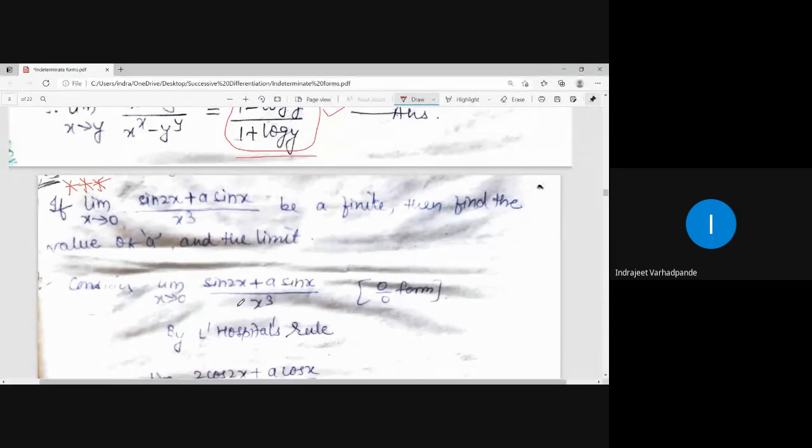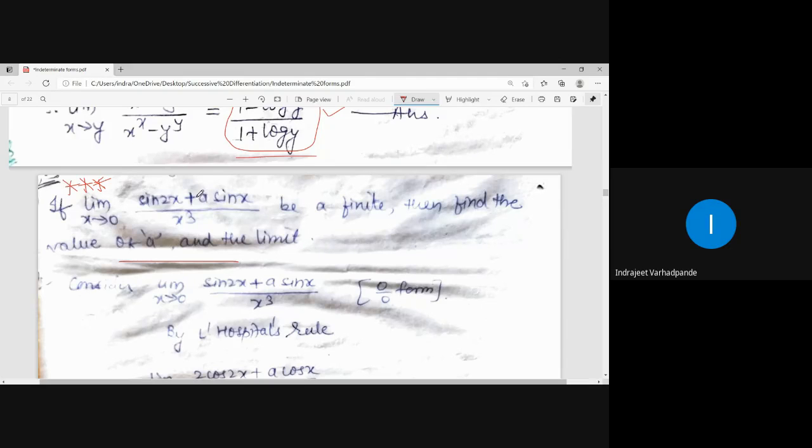Yes, the very next example we are going to discuss is a problem regarding the indeterminate form 0 by 0. If the limit as x tends to 0 of (sin 2x plus a sin x) upon x cube is finite, then find the value of a and the limit. What they are saying is we have to find the value of a. How will we find it? By calculating the limit, by calculating the value of the limit.